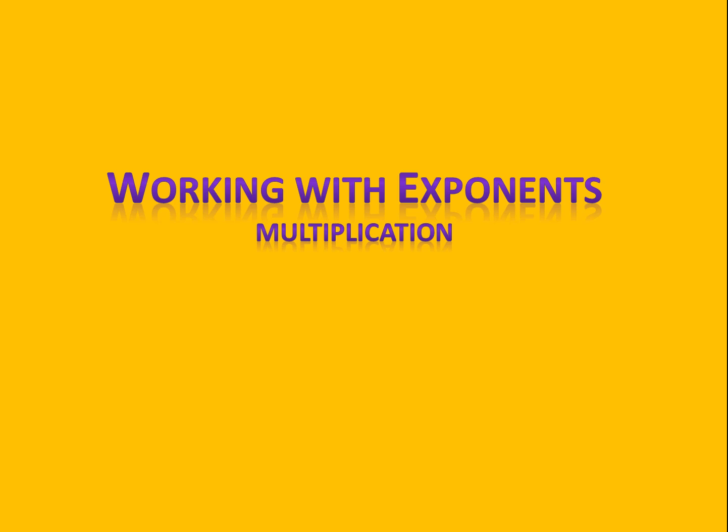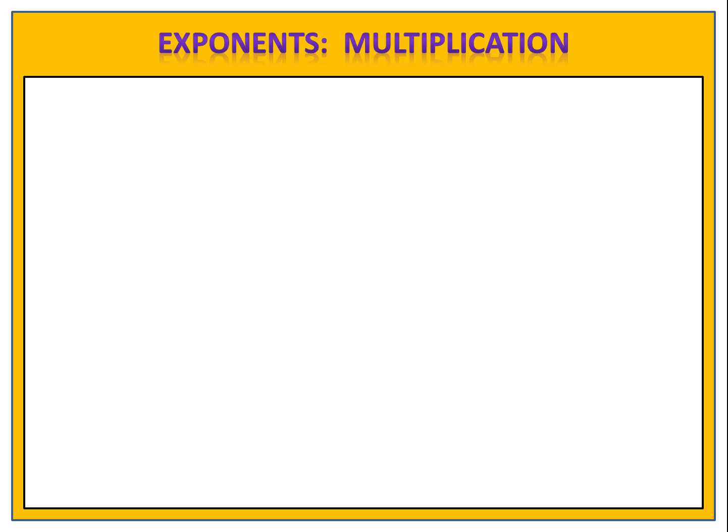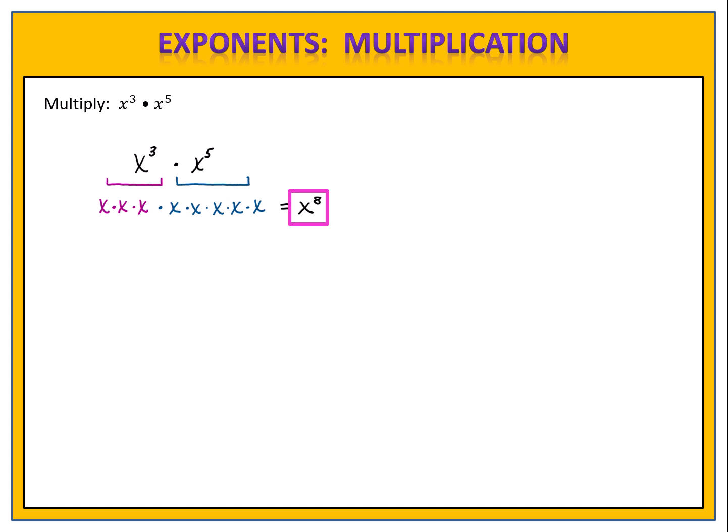In this lesson, we're going to learn how to work with exponents in expressions that involve multiplication. To develop an understanding how multiplication works, we can write things out and look at the extended product. x to the third is x times x times x. x to the fifth is x times x times x times x times x. Since exponents represent repeated multiplication, and we see here that we have x being multiplied together a total of 8 times, we can write this expression as x to the 8th power.